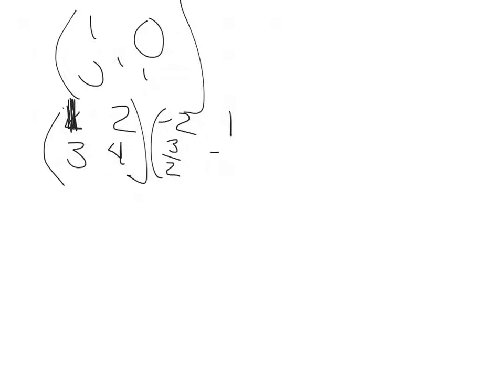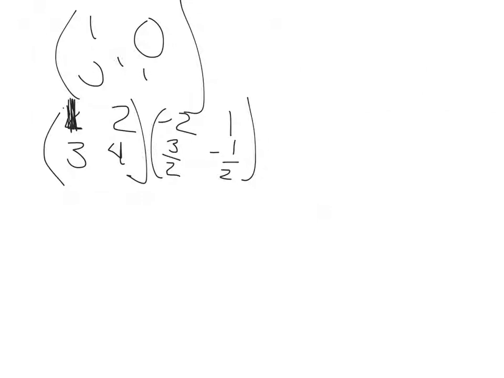Okay, so let's see. So I had 1, 2, 3, 4 times, see if I can remember this, hang on for a second. Okay, I still don't have it. Minus 2, 1, 3 halves, minus 1 half. I think this is it. And let's see if it works. So you'll get to see a little matrix multiplication.